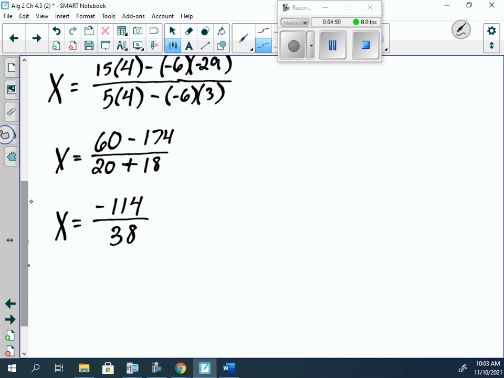It'd be nice if negative 114 divided by 38 evenly. So the value of x is negative 3. Questions on this here? Yes, sir.